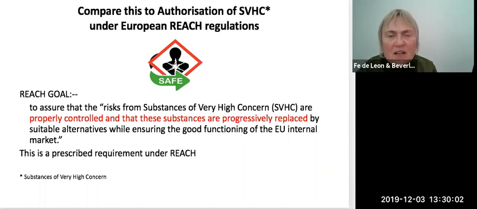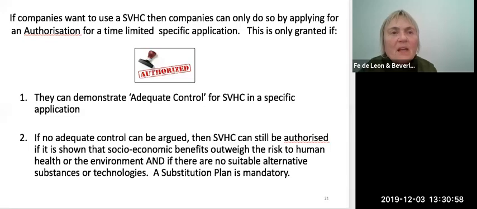I just wanted to throw in 2 slides on the European REACH regulation because it had such a global impact. Under the REACH regulation, which is the registration, evaluation, and authorization plus restriction of hazardous chemicals that came in about 2007, we've had over 10 years of experience on seeing how the European Chemical Agency is working with member states in the whole of the European area to phase out substances of very high concern. And the way they're doing that is that the goal is that those chemicals that are listed as substances of very high concern, the idea is to control them and eventually and progressively replace them by suitable alternatives. And this is a prescribed requirement under REACH. Next, please.